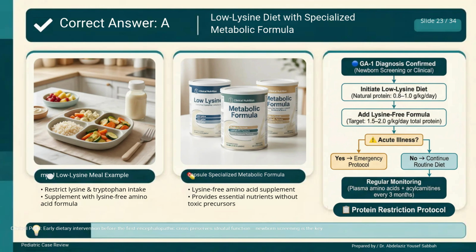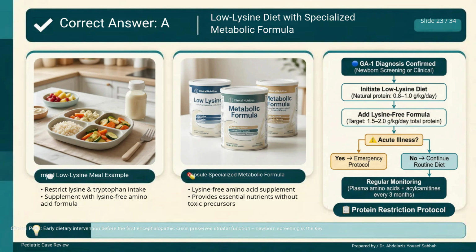These are the two amino acids whose catabolism is blocked in glutaric acidemia type 1 due to glutaryl-CoA dehydrogenase deficiency. The dietary approach involves restricting lysine and tryptophan intake while supplementing with a lysine-free amino acid formula to ensure adequate total protein intake. Natural protein is limited to 0.8 to 1.0 grams per kilogram per day. The lysine-free formula provides additional protein targeting 1.5 to 2.0 grams per kilogram per day total.